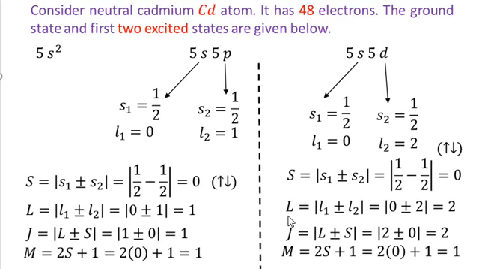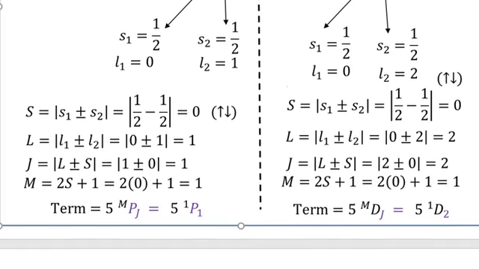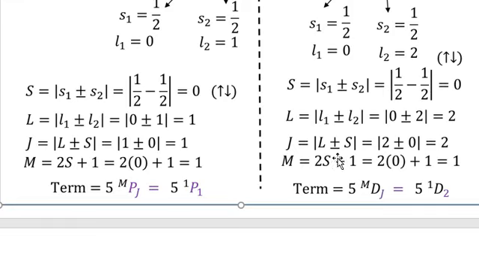The other is the orbital quantum number, total capital L, which is equal to mod of L1 plus L2. L1 is equal to 0, L2 is equal to 2, and so capital L is equal to 2. Similarly, the total angular momentum J of the atom, capital J, is equal to mod of L plus minus S, and then 2 plus minus 0 will be equal to 2.